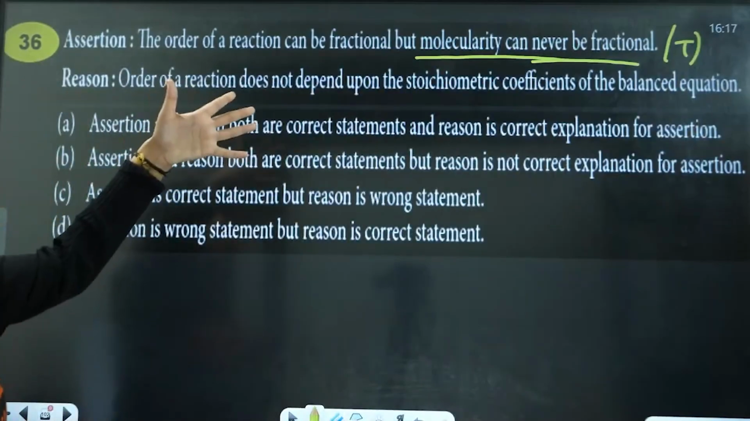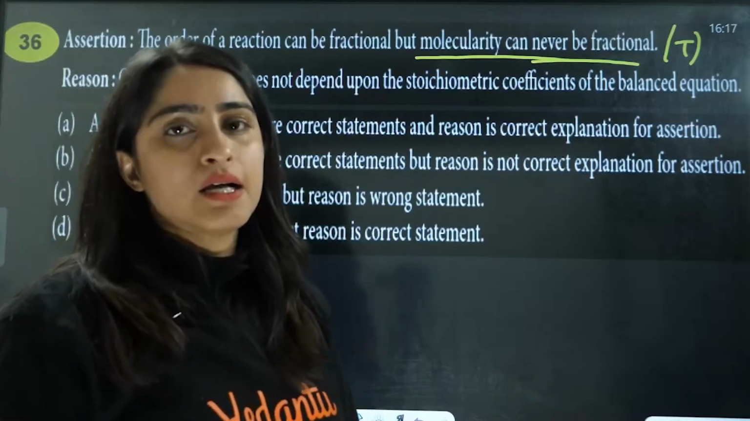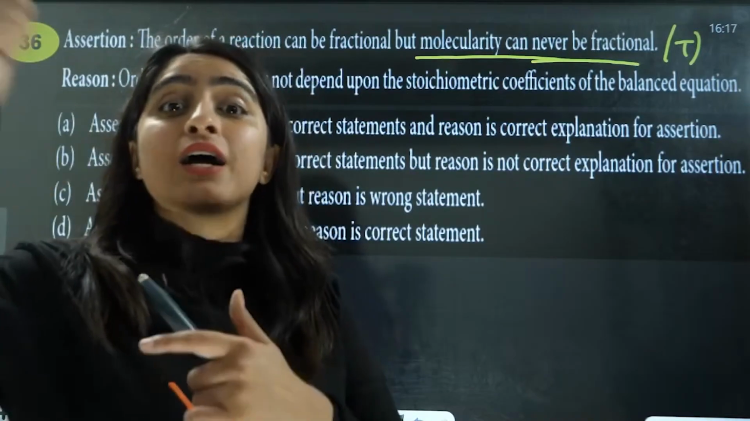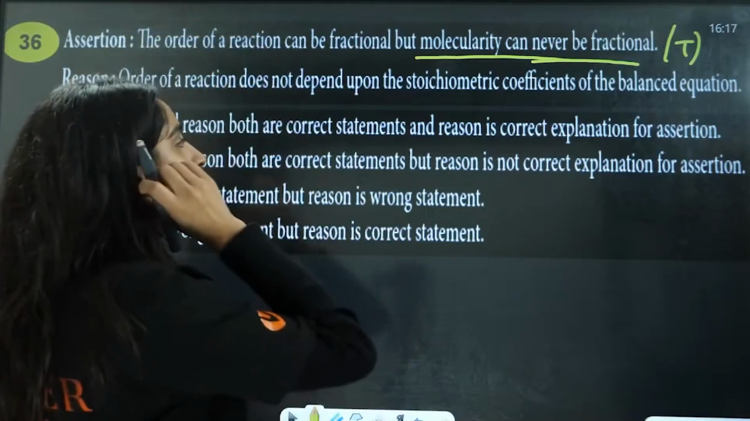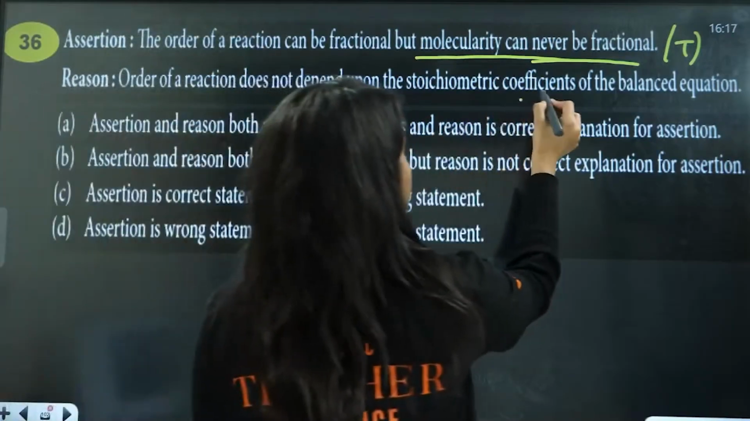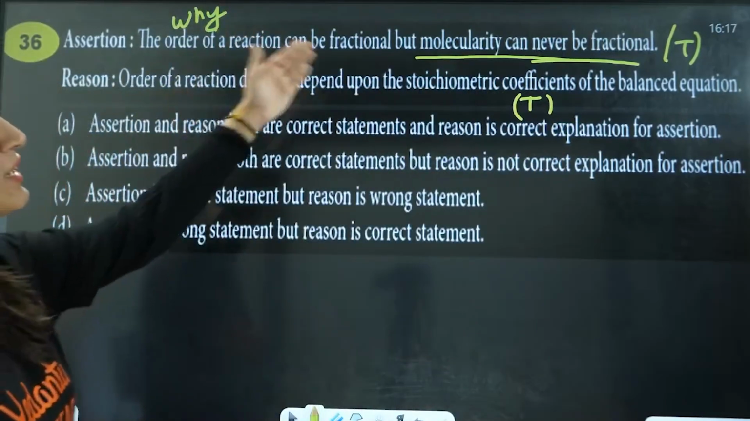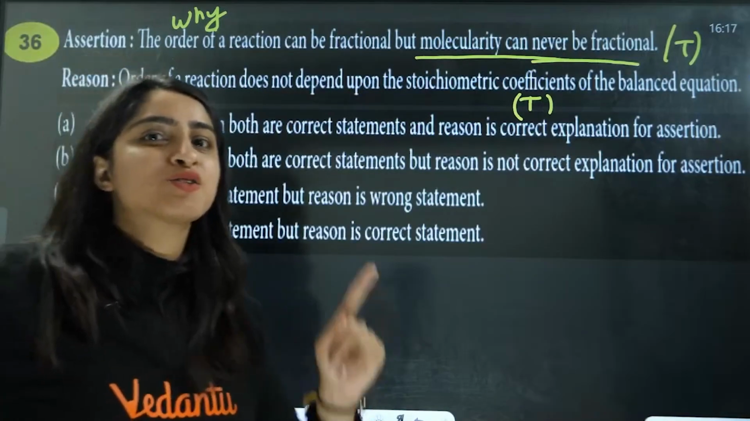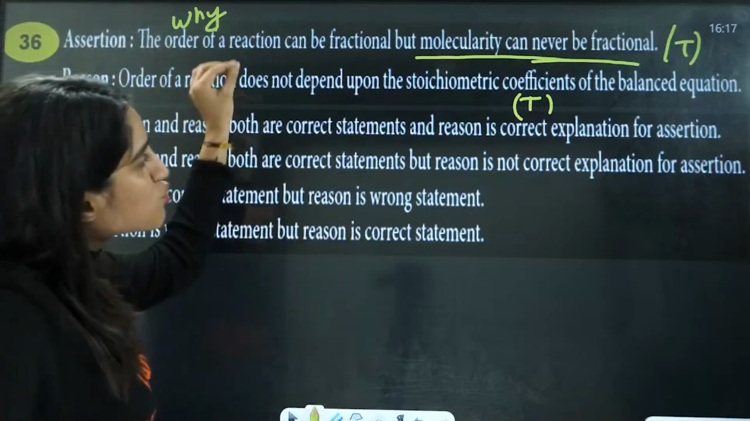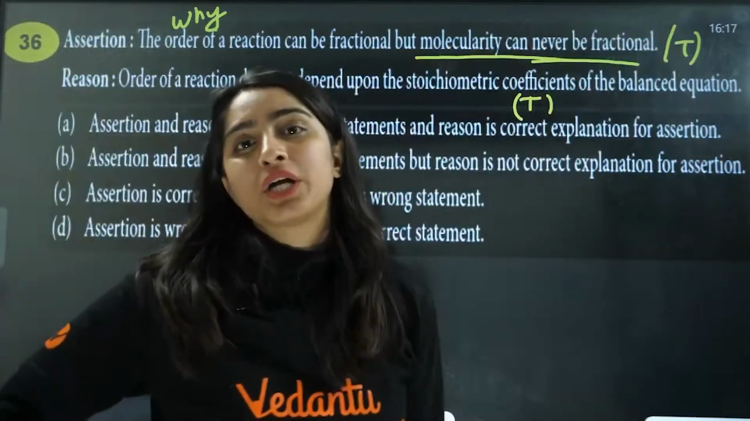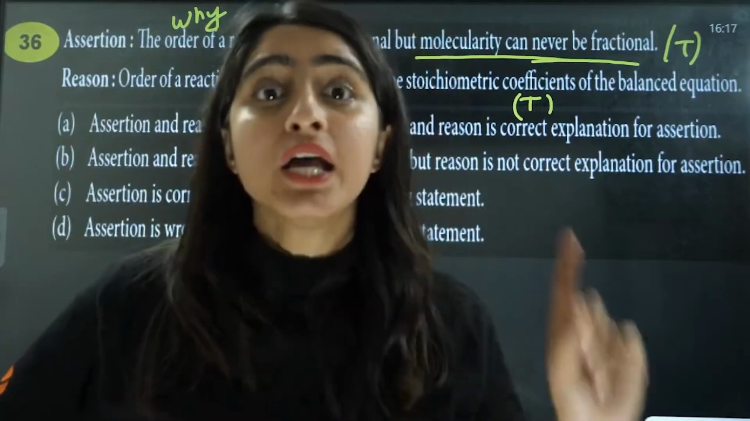Order of a reaction does not depend on the stoichiometric coefficient of the balanced equation, right? That depends on all the steps involved in the mechanism. So this is also a true statement. Ask why. Why can order be fractional? Because order is dependent on the mechanism. Order does not depend on the stoichiometric coefficient. That is why order can be fractional and molecularity can never be fractional.